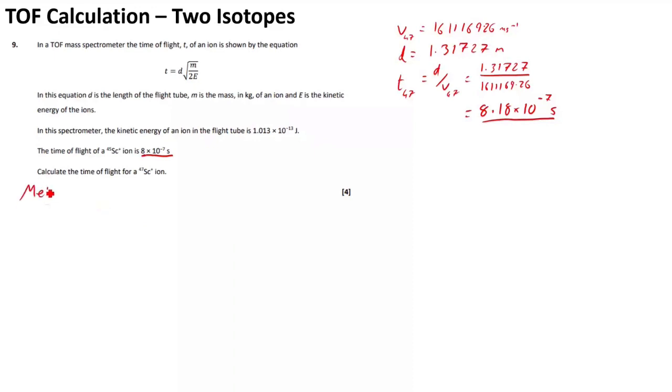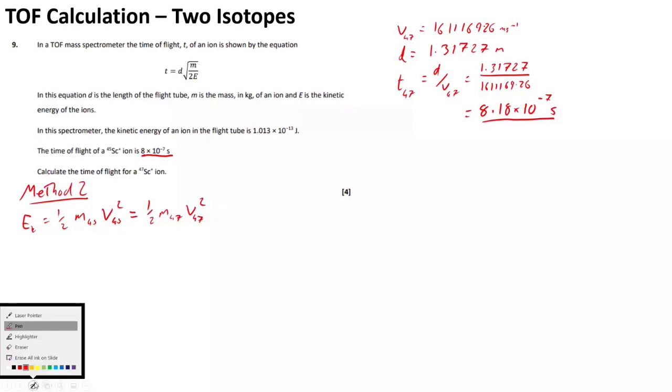And then this is going to be method 2. So we know that kinetic energy equals half the mass of 45 times the velocity of 45 squared. But that's also going to equal half times the mass of 47 times the velocity of 47 squared. And what we can do straight away is cancel out the 2 halves, because they're the same on both sides of the equation. We cancel them out.